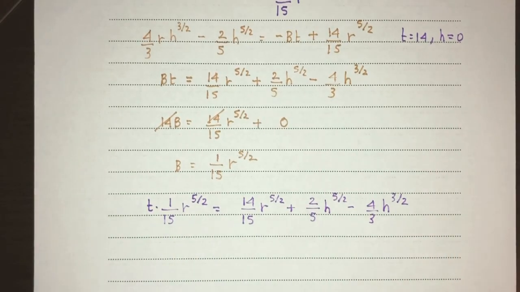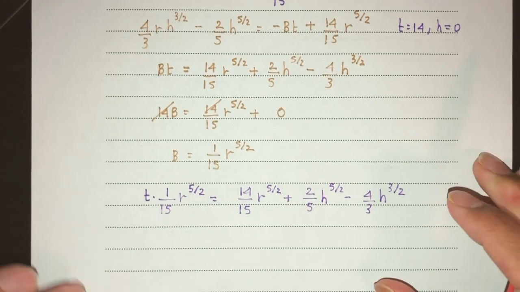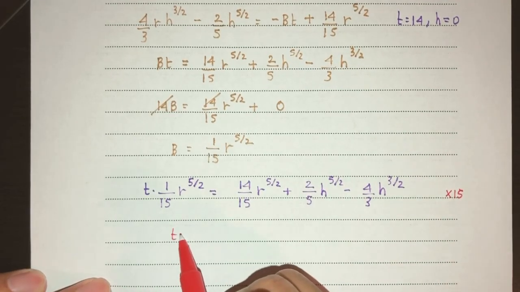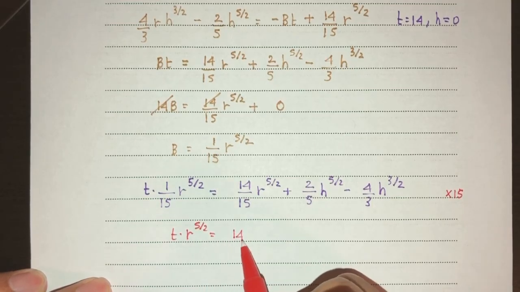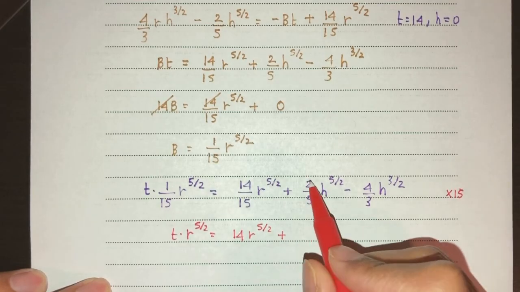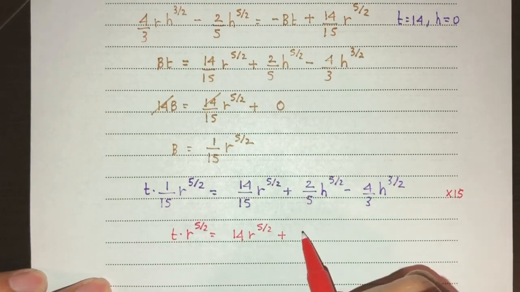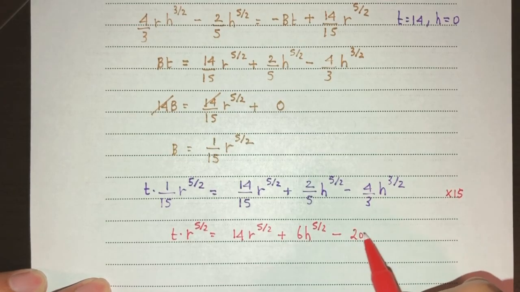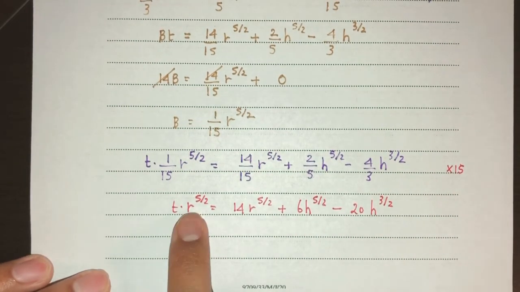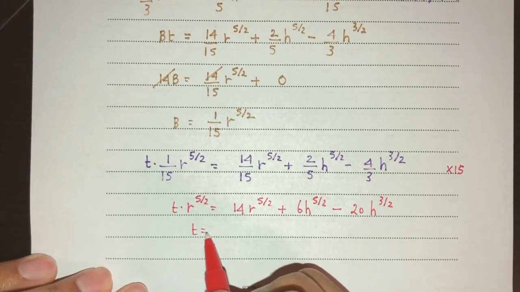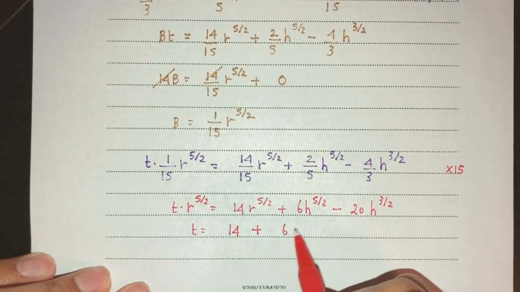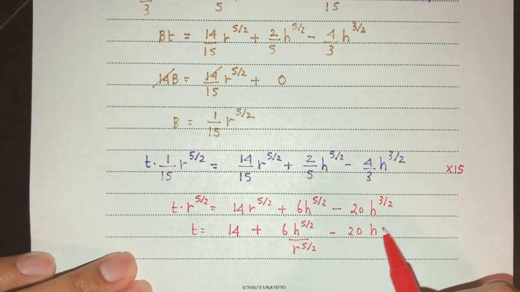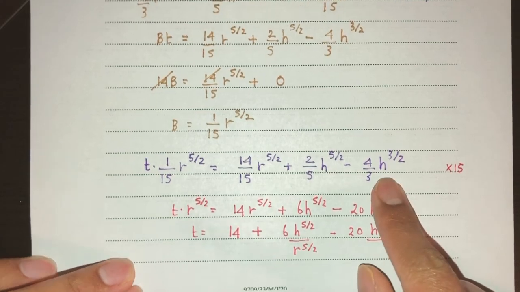So let's do this step by step, as always. First thing here, if I want to eliminate the denominator, I can multiply by 15. You will have t r^(5/2) equal to 14 r^(5/2) plus, 2/5 times 15, that will be 3 times 2, that will be 6 h^(5/2), minus 4/3 times 15, that should be 20 h^(3/2). Now we have to eliminate this value, so we have to divide by this everywhere. You will have t is equal to 14 plus 6 h^(5/2) divided by r^(5/2) minus 20 h^(3/2) divided by, so I think I missed something here.